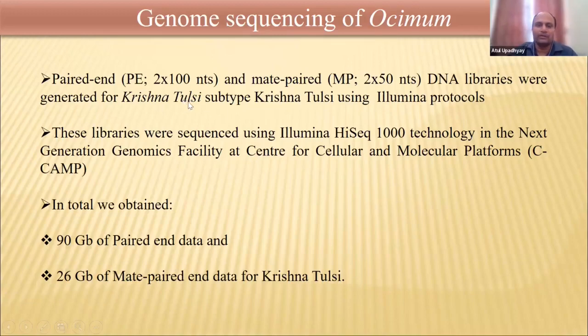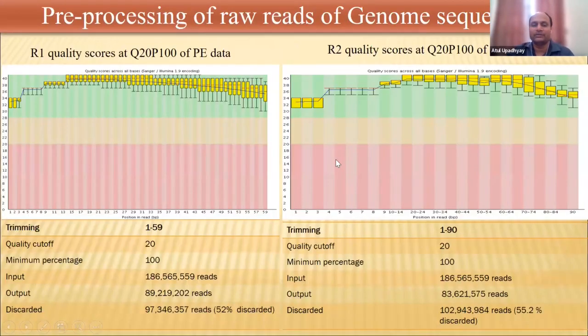So we got 2 libraries, mate pair and paired-end. The sequencing was done by Illumina HiSeq 1000 technology in the next generation genomic facility at CCMB. In total we got 90 GB of paired-end data and 26 GB of mate-pair data for Krishna Tulsi. Once you get the genomic data in the form of reads, the first thing is to check the quality of the reads. If the reads are of good quality, we can process further. If not, we need to do a lot of pre-processing before going into the analysis.